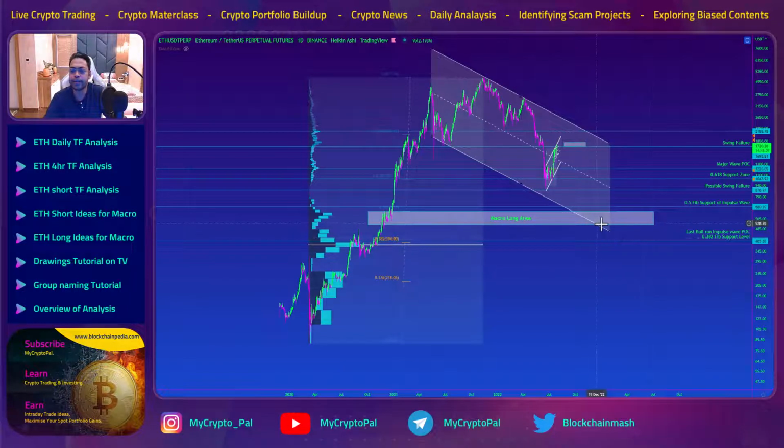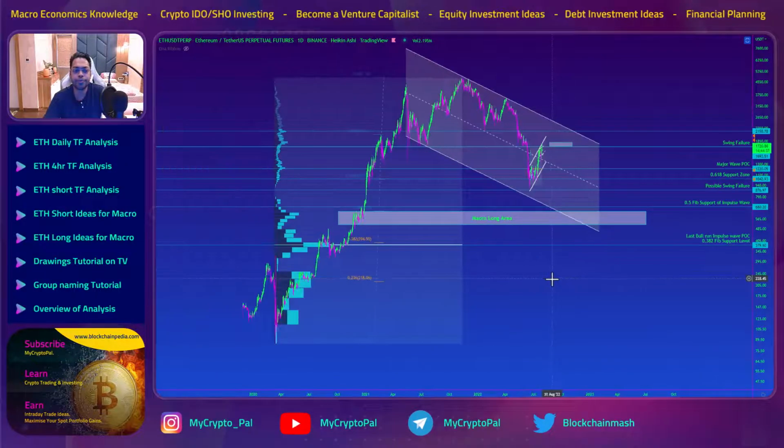Okay, so if we lose this support over here, then there is a lot of support down here. So I don't believe that Ethereum will go below 400 or anything in this run. Now I think this is the lowest it can go, 482, and I don't see it going any more below than that. That's why I say that this is the long zone. But the POC, for your information, is at 379.6. Okay. Now this is the whole impulse wave POC.